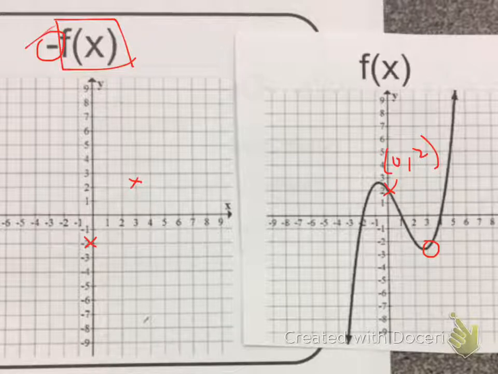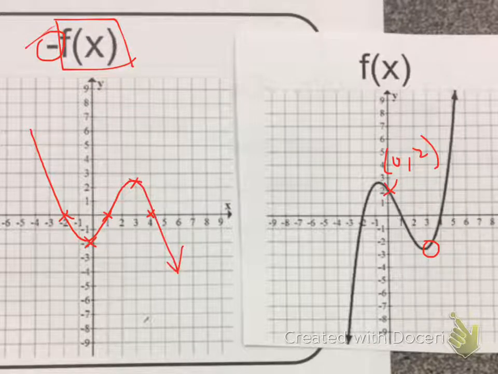My other ones are still going to cross at the same spots because when I multiply my y values by 0, they're still going to stay 0. But instead of being the way the graph was right side up, it's kind of exactly the opposite, or upside down. So a negative out front flips my graph the other direction.